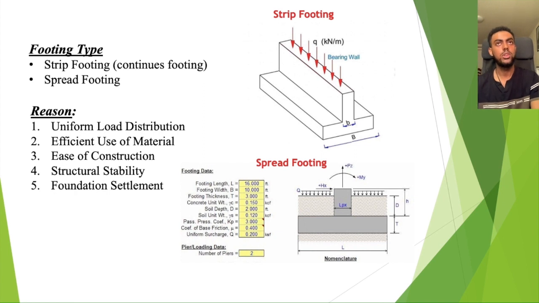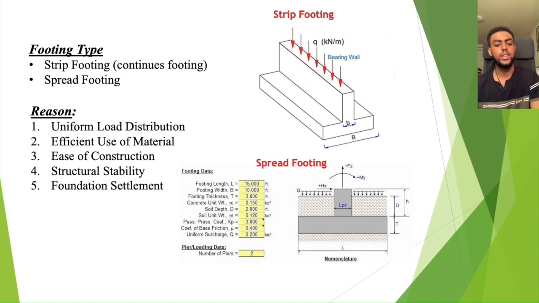The fourth reason is structural stability. Strip footing provides better lateral stability for bridge piers, especially in regions prone to seismic activity or high wind load. The elongated shape of strip footing resists horizontal force more effectively than spread footing.